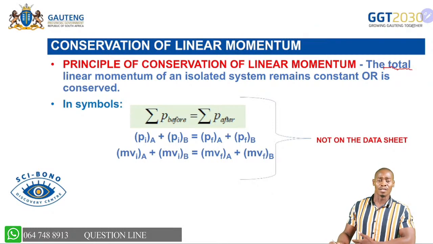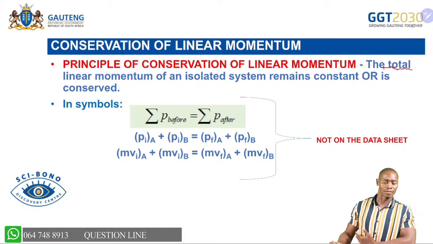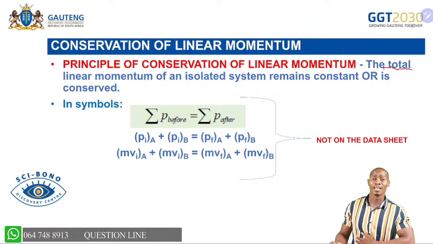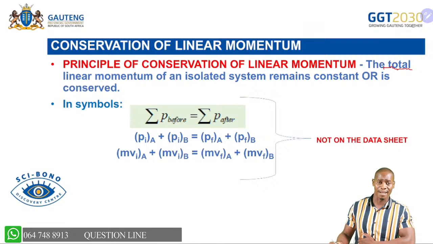All right. So in most cases, when learners define this principle, they omit keywords such as the word total. So if the word total, learners, is not there, remember, you're not going to get marks. So let's make sure that we define it correctly as it is from the examination guidelines. So the total linear momentum of an isolated system remains what, constant, or it is what, conserved. Okay, so this is how we have to define the principle of conservation of linear momentum.